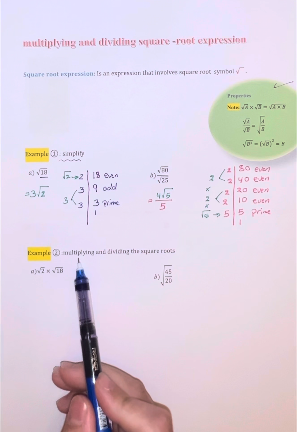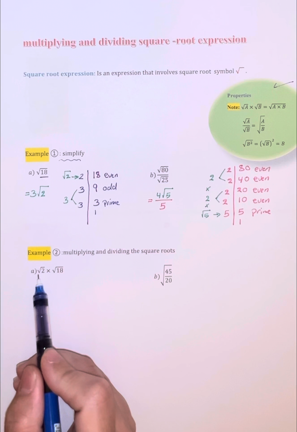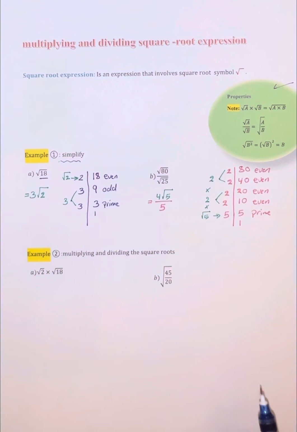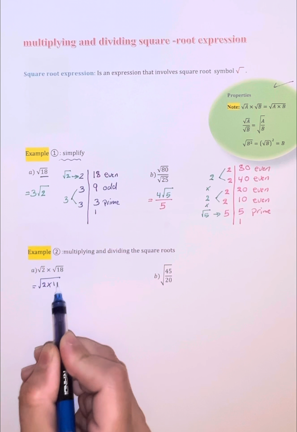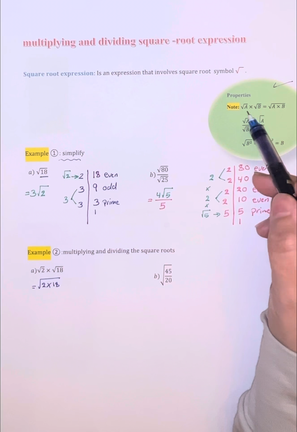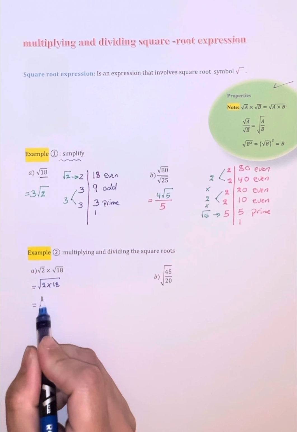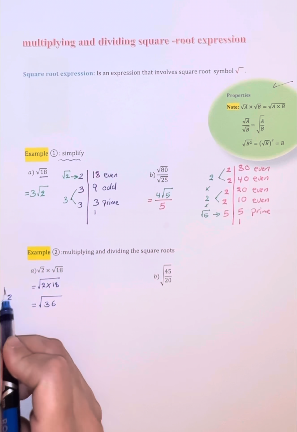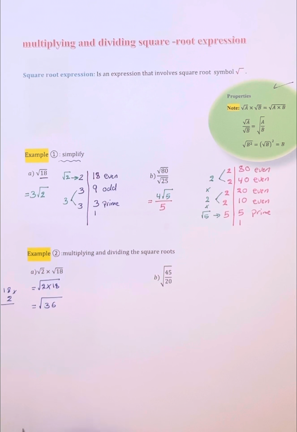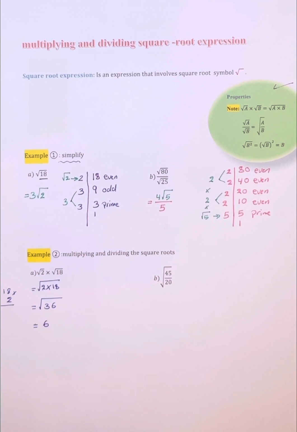Second example, multiplying and dividing square roots, okay? There are 2 separate square root expressions. We can multiply the numbers inside the square root, okay? 2 times 18, by this note, they are separate, so we combine them. So 2 times 18 is 36. And 36 is a perfect square, so it will be 6.